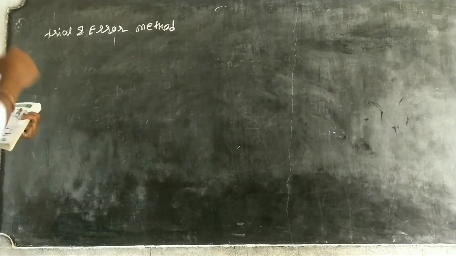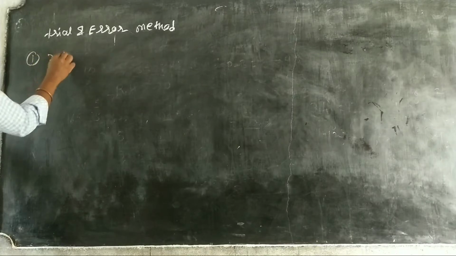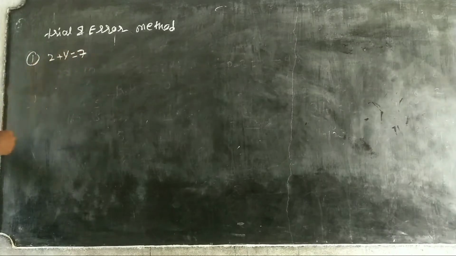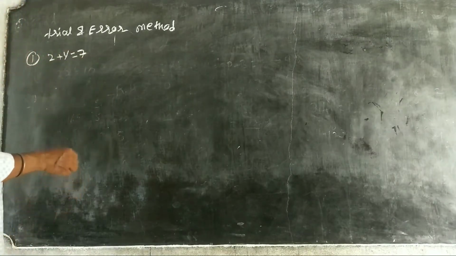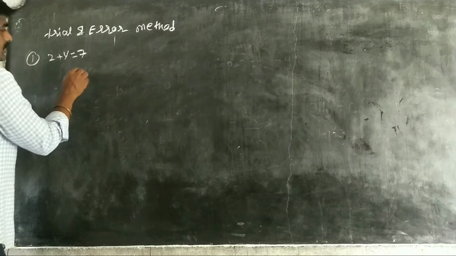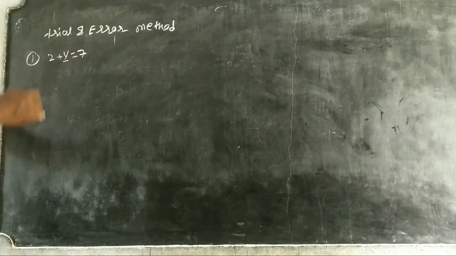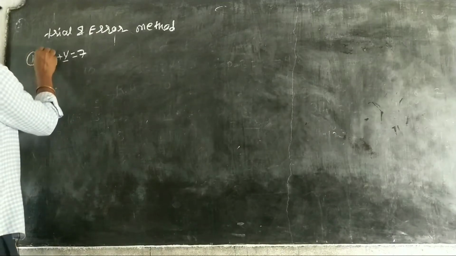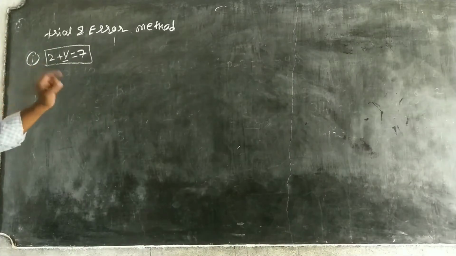So, how we have to follow? First one, 2x plus y is equal to 7. What is trial and error method? Simple answer. You have to substitute y is equal to some values, 0, 1, 2, 3, 4, up to whenever the simple equation is satisfied, both sides equal.